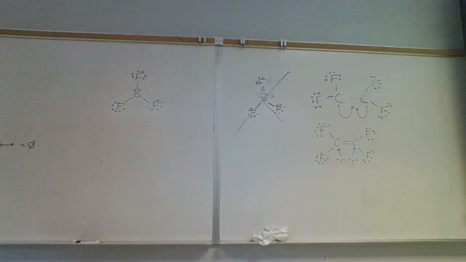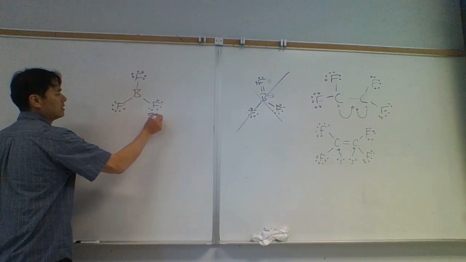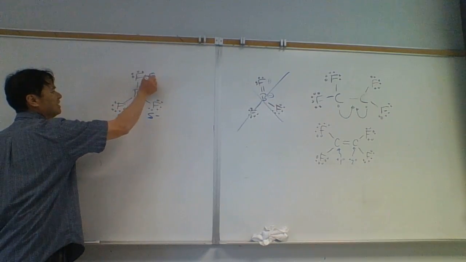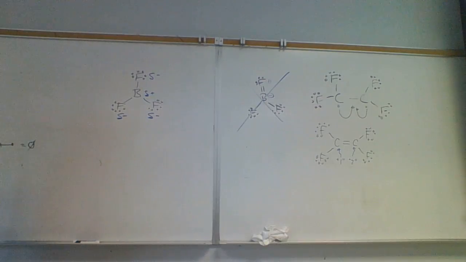But anyway, fluorine's very strong. It's going to pull the electron density. All these bonds are very polar. This is delta minus, this is delta minus, this is delta minus. Almost ionic. These bonds are borderline ionic.